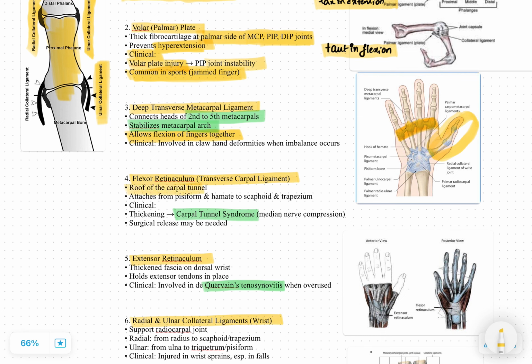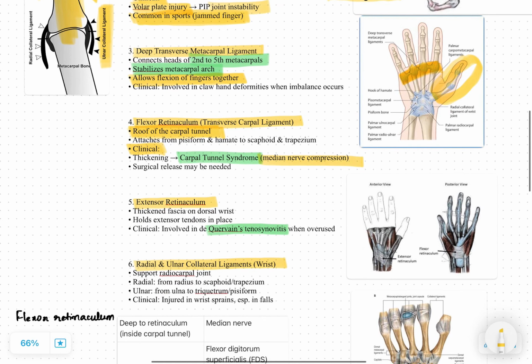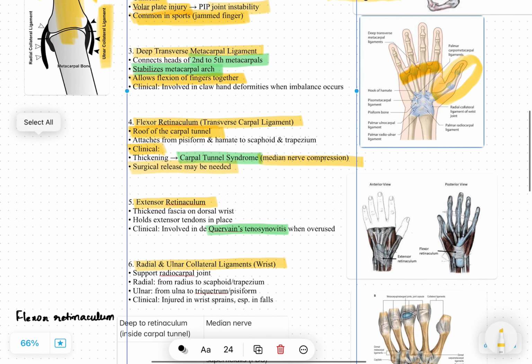Next is the flexor retinaculum or transverse carpal ligament. It is present in the roof of the carpal tunnel. It attaches the pisiform and hamate to the scaphoid and trapezium. Scaphoid and trapezium are present towards the thumb side, and pisiform and hamate are the carpal bones present towards the little finger side. The clinical significance is that thickening of this causes carpal tunnel syndrome, which causes median nerve compression. This may need surgical release.